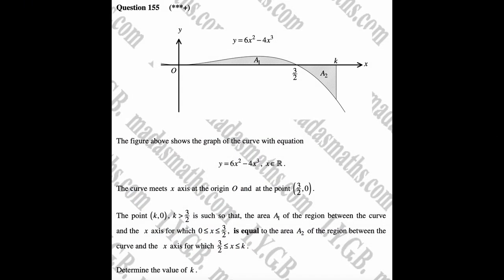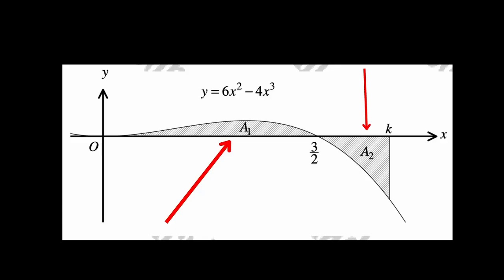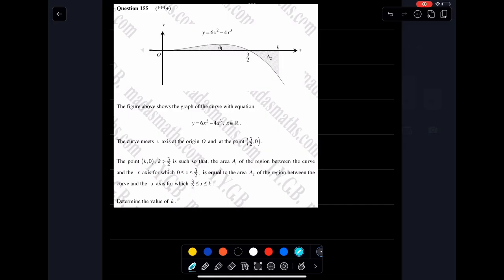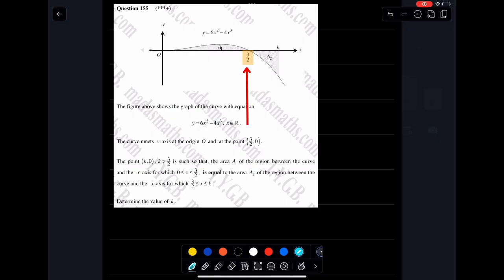Okay guys, so lastly we're given a curve y is equal to 6x squared minus 4x to the power 3. And to decipher what the question is actually asking, they essentially are telling us that these two shaded areas are equal. And from this, we have to find k. So, where do we start? Well, the first thing you have to ask yourself is, what are our knowns? Well, we have an x value of 3 over 2. And we have an x value of 0.